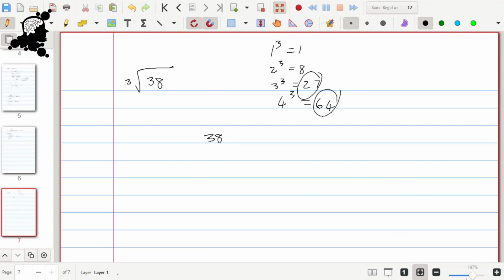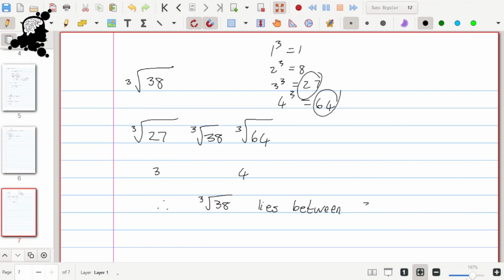27 and 64. So let me put the 27 there, and the 64 there. This is the cube root of 38. I need to find the cube root of 64 and the cube root of 27. The cube root of 27 is 3. The cube root of 64 is 4. Therefore, I could say the cube root of 38 lies between 3 and 4. There we have it. Life is great. Let's look at the next question.